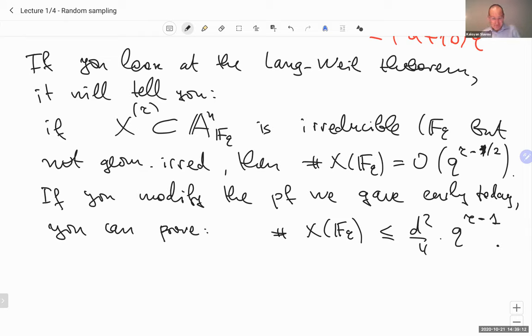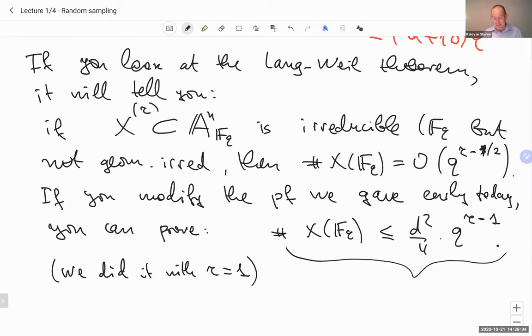And if it's irreducible but not geometrically irreducible, it has very few FQ points. We did this with R equals 1, but you can do it for any R, and then you get this really good bound. It's better than the bound you would get if you're just lazy and look up the Lang-Weil theorem and apply it, and you get big O of q to the r minus 1/2. But no, you can do even better. You can do q to the r minus 1. You just modify the proof we had in the beginning. You look at X. It's not geometrically irreducible. You split it into FQ bar components and then any FQ point and so on. So you just modify the proof. So yes, the answer is yes.